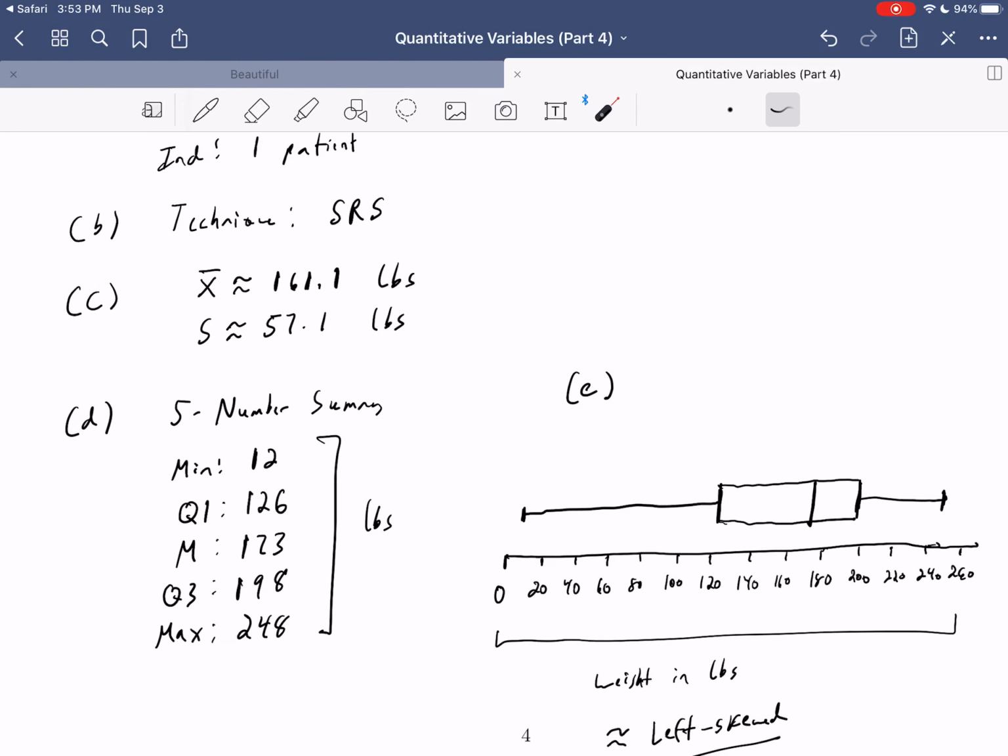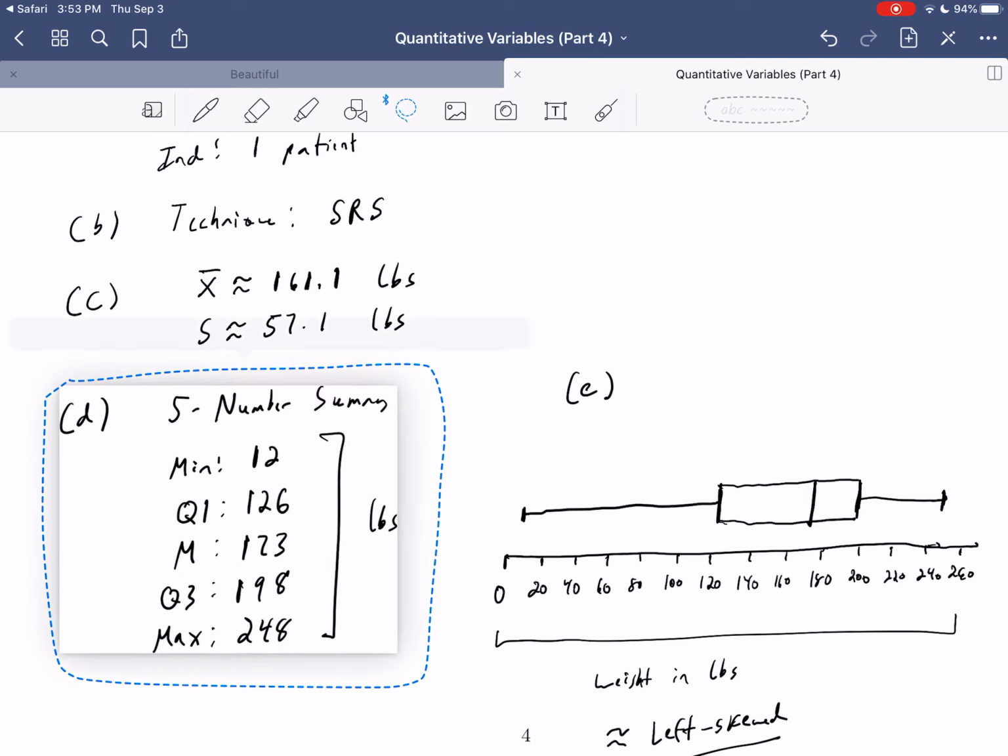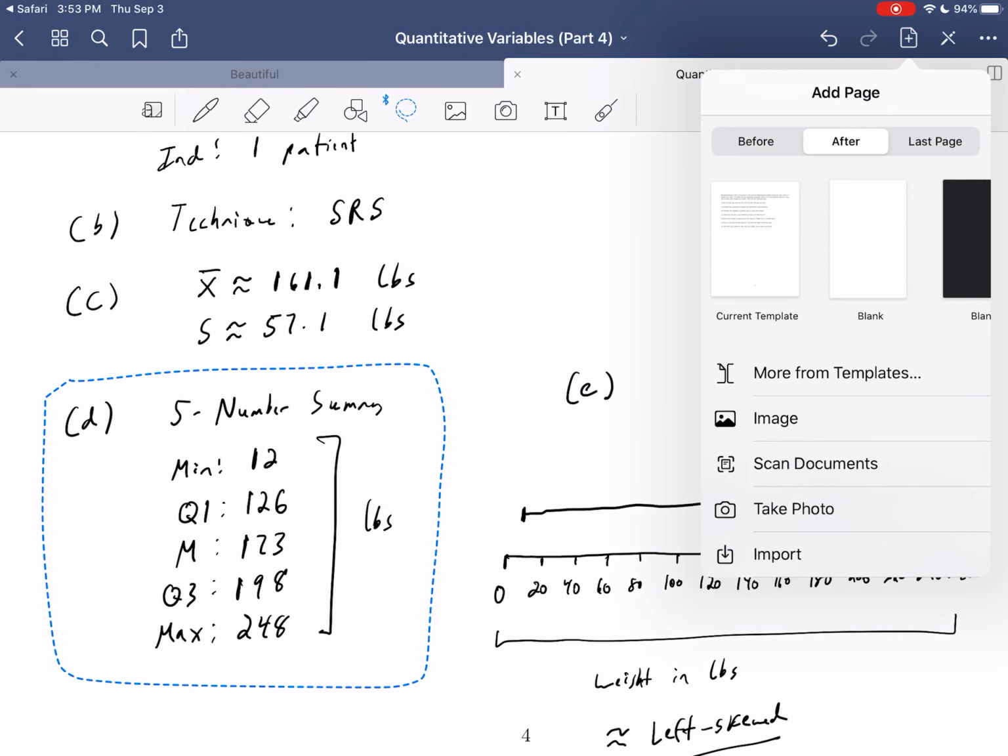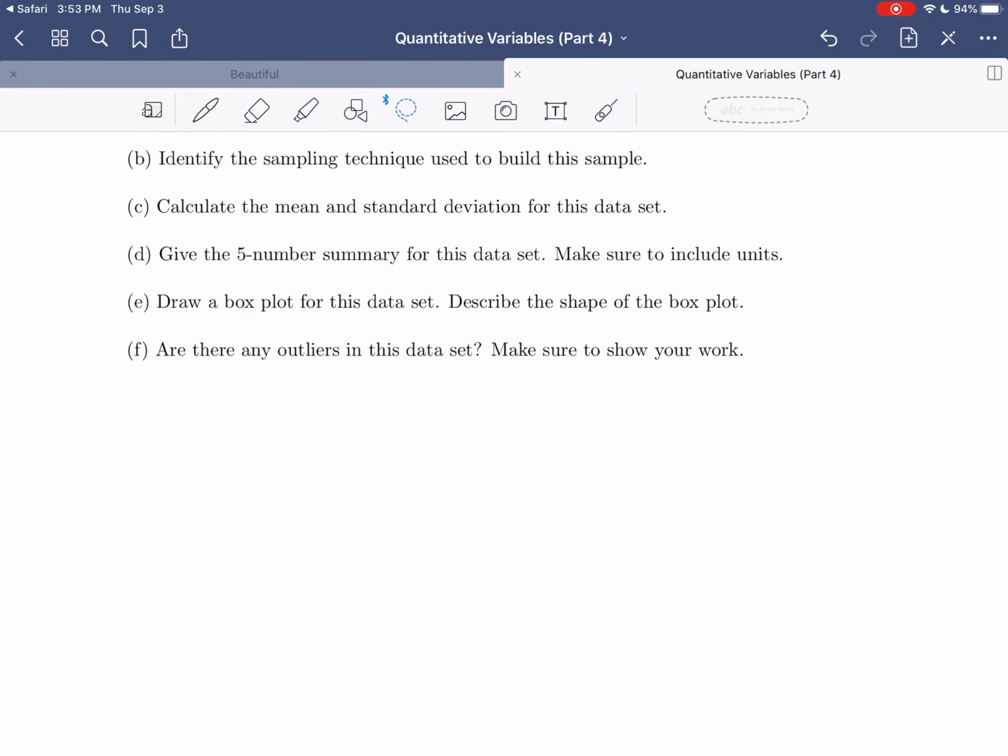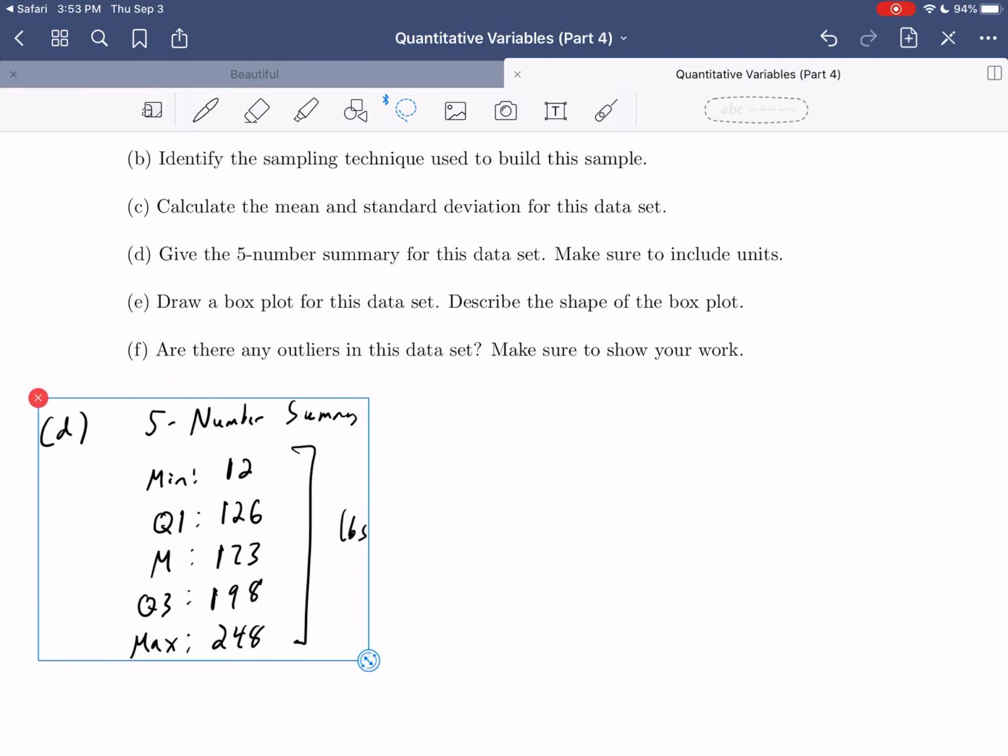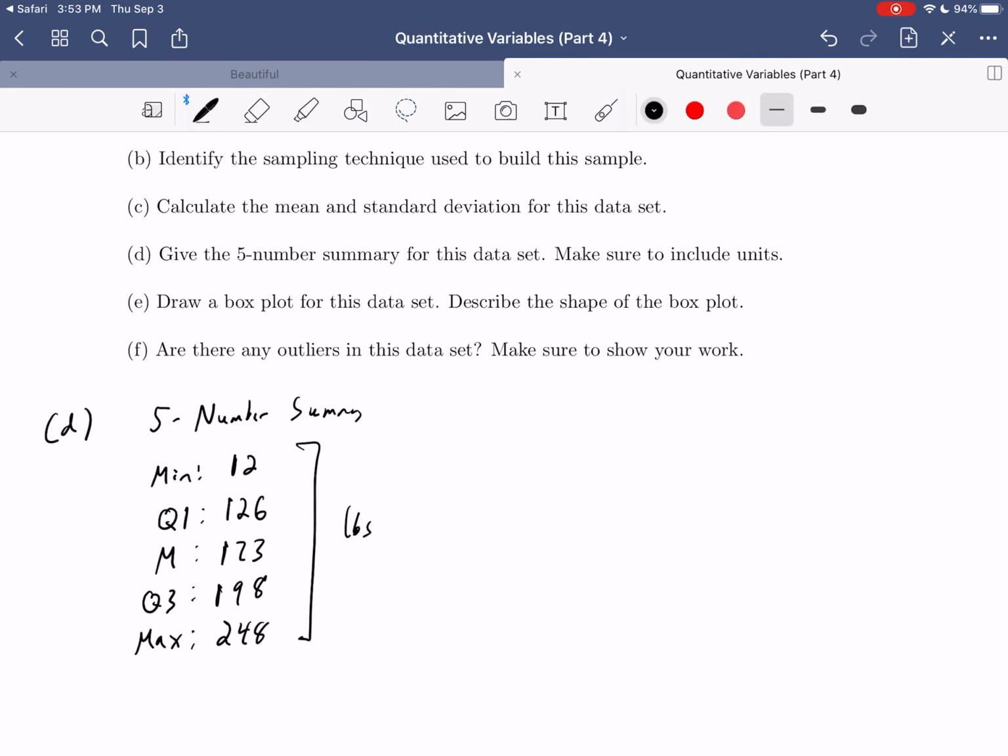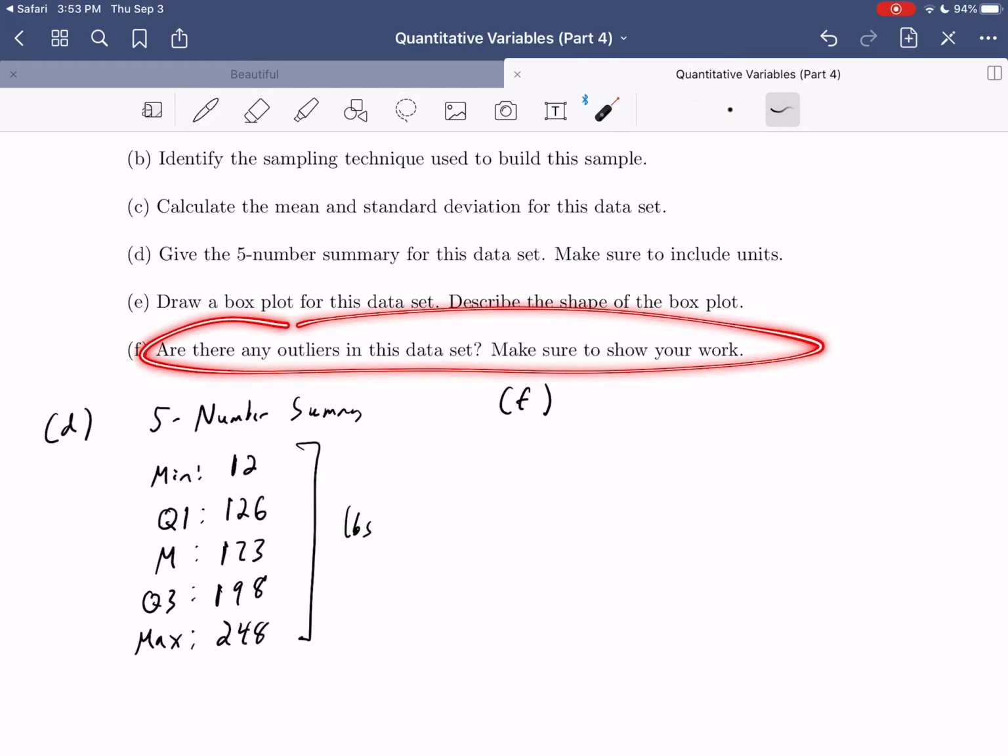Before we do that, I am going to grab this 5-number summary here because we will need that. Let's just copy that and we'll give ourselves a fresh page so we can reference our data. So there is part D there, and we'll go ahead and do part F now. Are there any outliers in this data set?